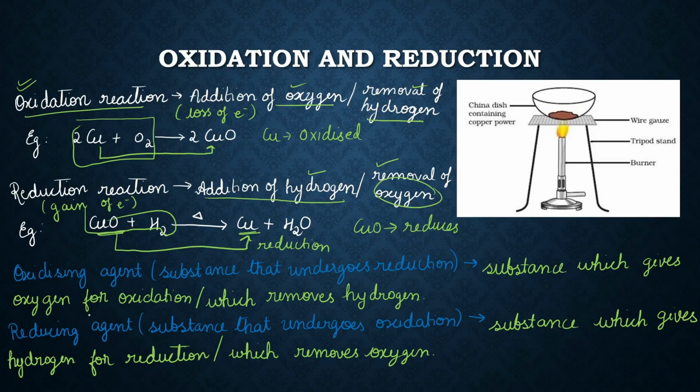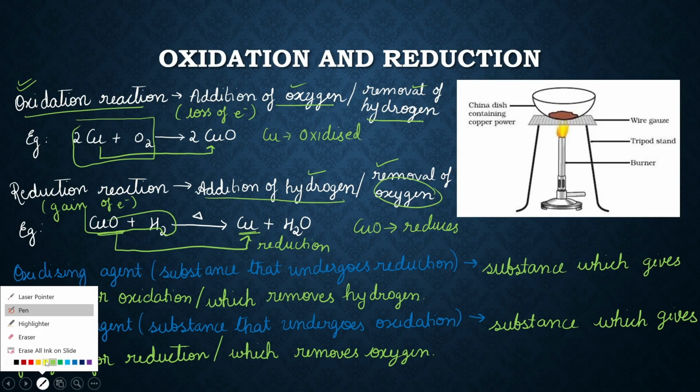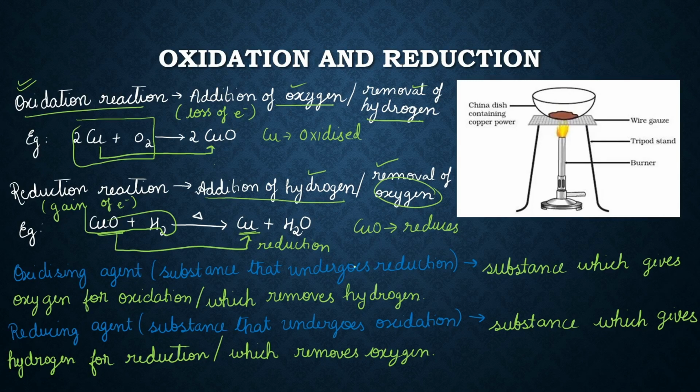Now, what is an oxidizing agent and a reducing agent? Oxidizing agents are those substances which undergo reduction. From the above examples, here copper oxide is undergoing reduction, so I can say that it is an oxidizing agent. What does it actually mean? It means the substance which is donating its oxygen for the oxidation to happen, or accepting the hydrogen for the oxidation process to happen. It is basically facilitating the oxidation process.